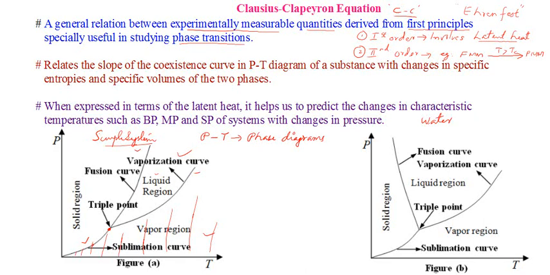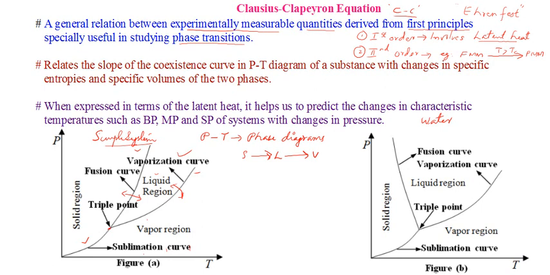Just let me rub it off. The curve which separates the solid and the liquid is what is known as the fusion curve. So this is a fusion curve. And the one which separates the liquid and the vapor, or liquid and gas, is what is known as the vaporization curve. Solid to liquid is a common transformation on changing the temperature. Then liquid to vapor, that is also a common thing.